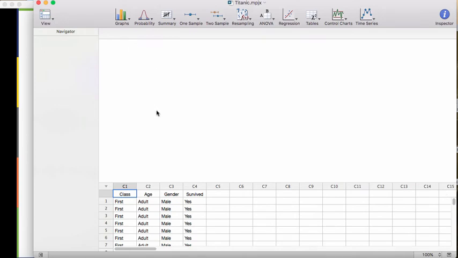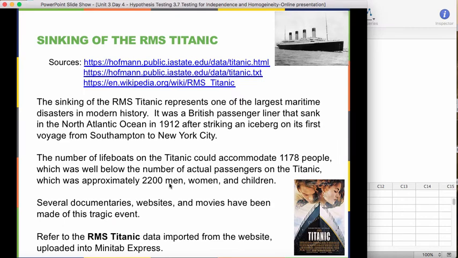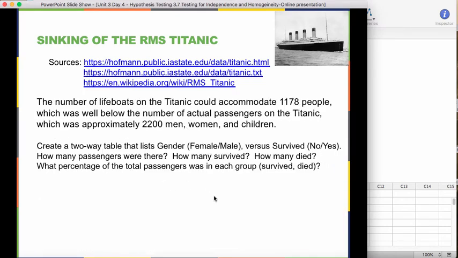Okay, so this is going to be the data that we are working with. This is raw data, so our approach might be a little different than before. Okay, let's take a look. Again, the number of lifeboats could only accommodate 1,178 people, and there were many more men, women, and children than there were spaces in lifeboats.